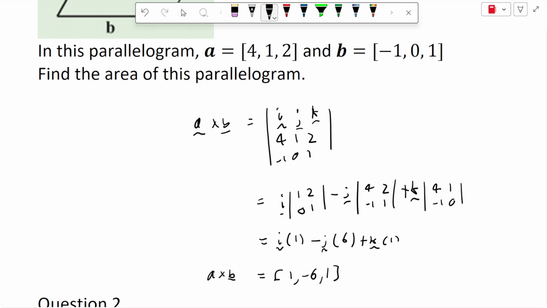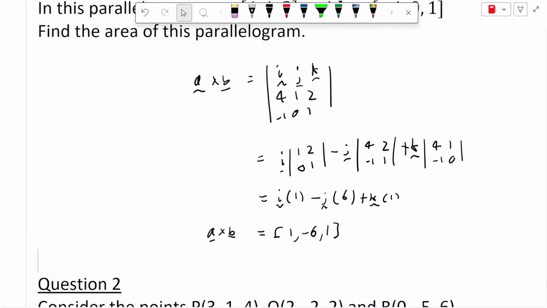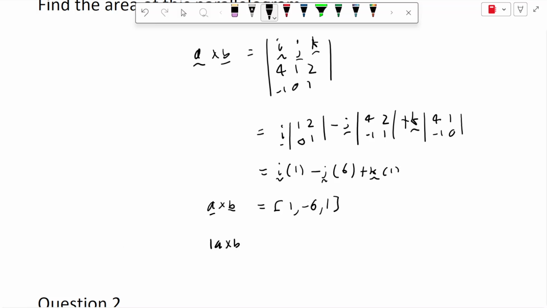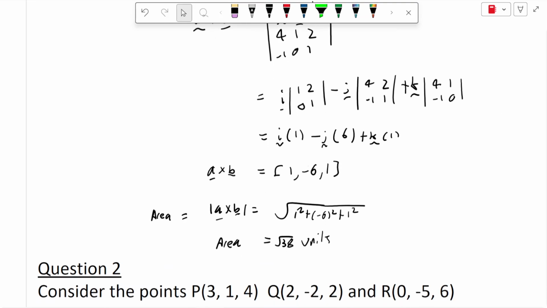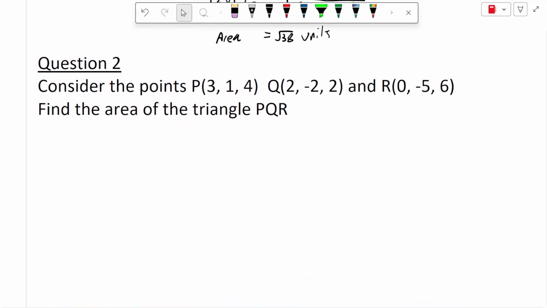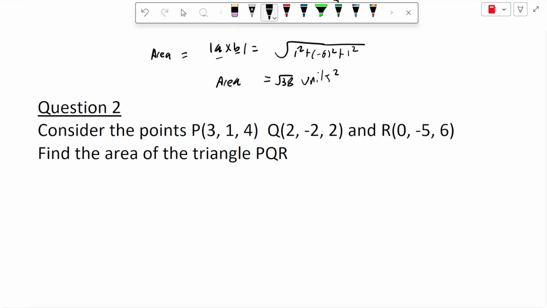Now, if we want to calculate the modulus, we can do that. Mod of A cross B is root of 1 squared plus minus 6 squared plus 1 squared. So that is root of 38 units. And that also happens to be the area. Done. So you can probably see why cross products can be quite useful. Okay, it's an area, so it's also square units.